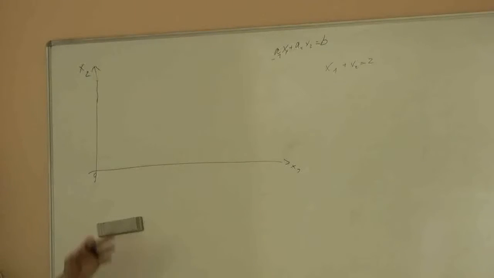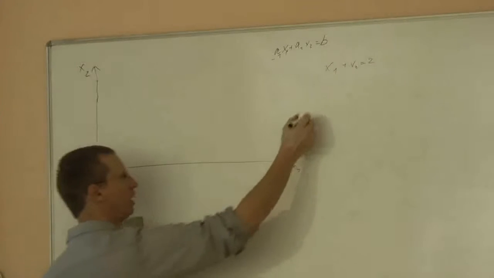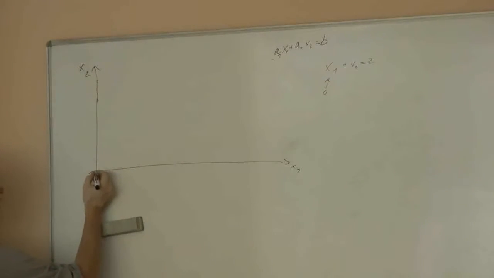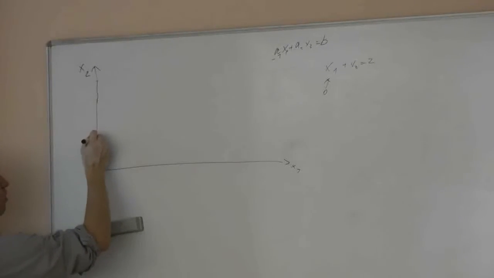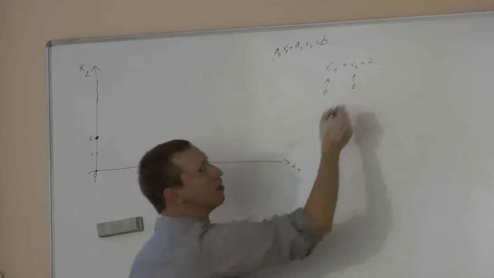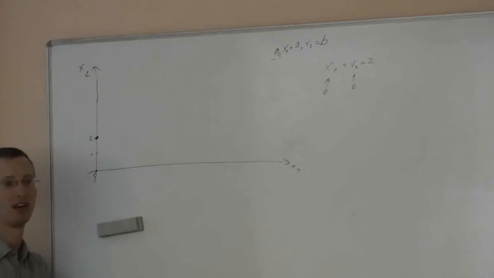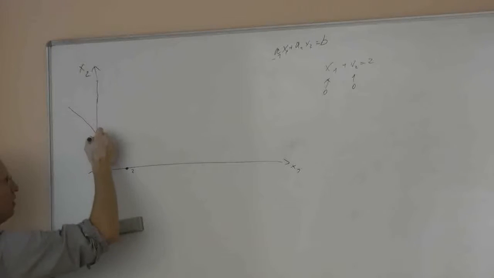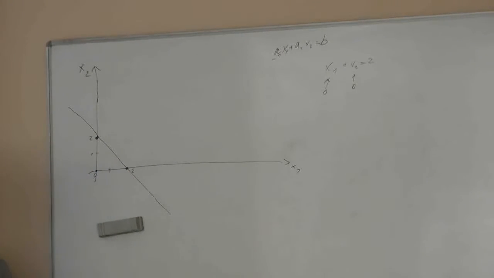So to draw a line, we need 2 points, right? So the first point we can obtain when we set x1 equal to 0. Okay? So x1 is here. That means x2 is equal to 2, so that's 1 and 2. So that's our first point. The second point is when we set x2 equal to 0, well, we could set it to any value, but 0 is a nice value. So then x1 is equal to 2, okay? So it's like here. So the equality constraint is the line like this.